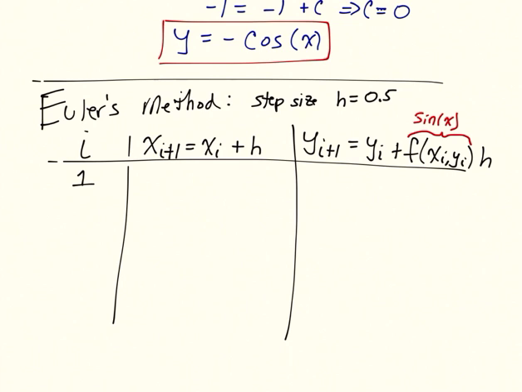We're going to have x1 equal to 0. This is our initial condition. And we have y1 equal to minus 1. And this whole line in our table is given by the initial condition.